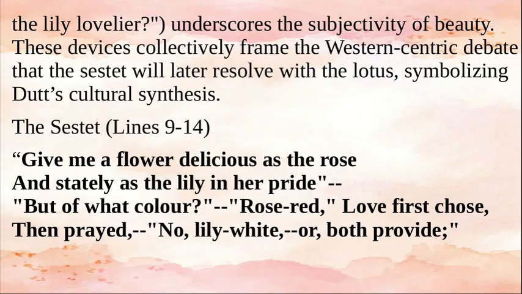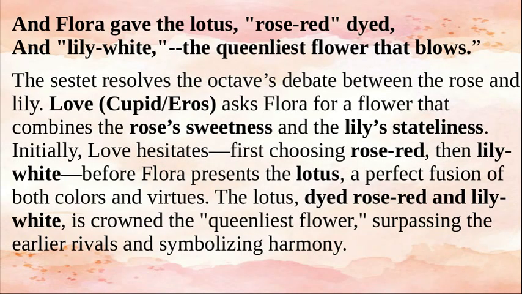The sestet, lines 9 to 14. Give me a flower, delicious as the rose, and stately as the lily in her pride. But of what color? Rose red, Love first chose, then prayed, no, lily white, or both provide. And Flora gave the lotus, rose red dyed, and lily white, the queenliest flower that blows.